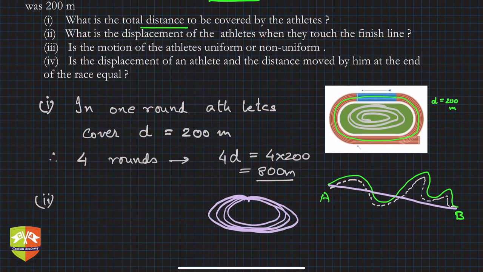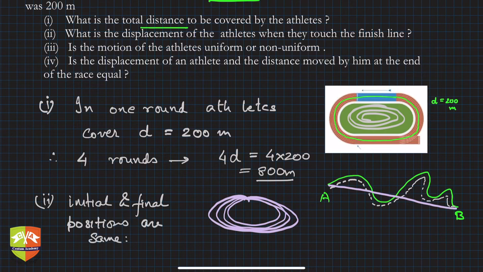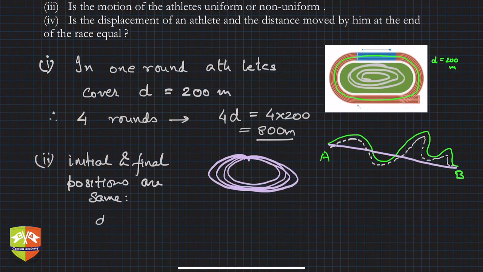So very easy. What is the displacement? Clearly, the initial and final positions are the same. Hence, we know that whenever the initial and final positions are the same, displacement becomes zero. So there is no gap between the initial and final position. There's no measure in terms of length between the final and initial position. So final and initial are coincident points, so the body didn't undergo any displacement. So this is clear.